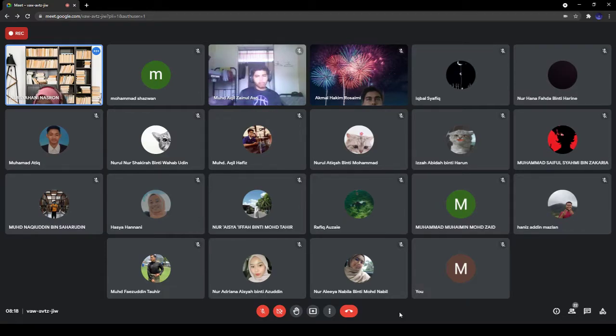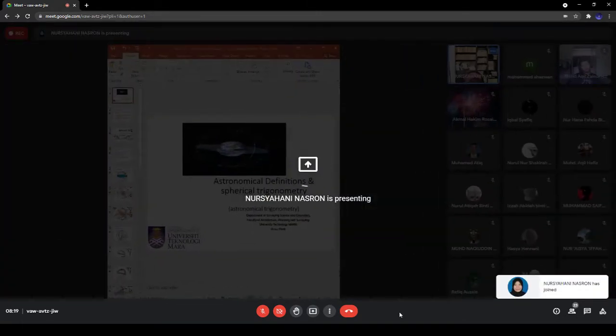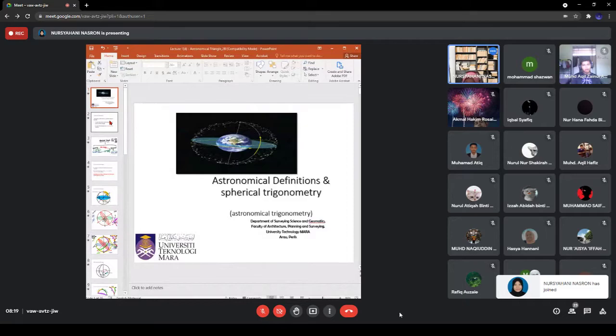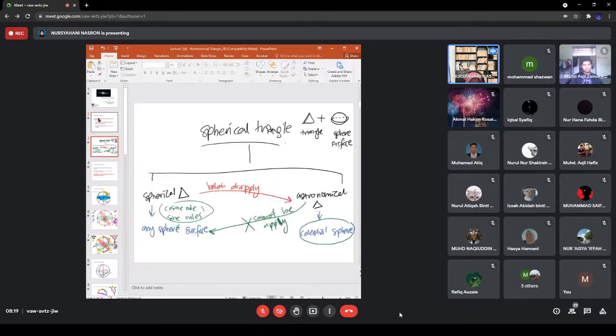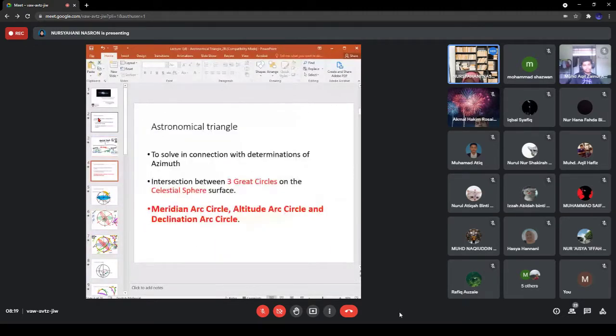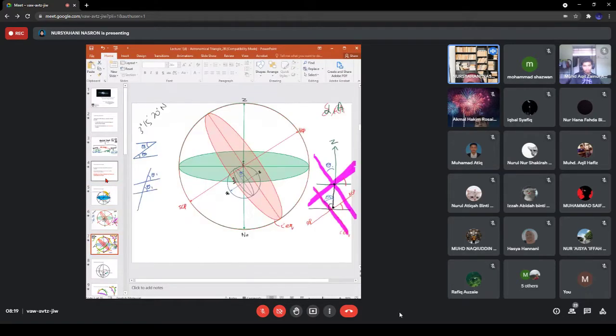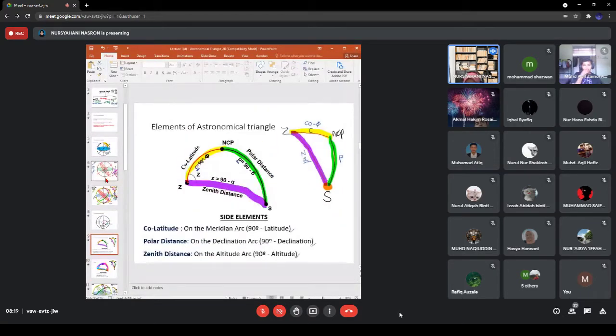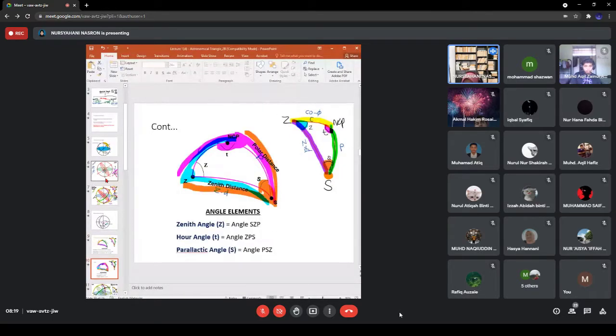Astronomical triangles. So, refer back to what astronomical triangles are. Astronomical triangle is used to solve in connection with determination of azimuth. Astronomical triangles have parameters: side elements and angle elements. Recap again what we learned in astronomical triangles.